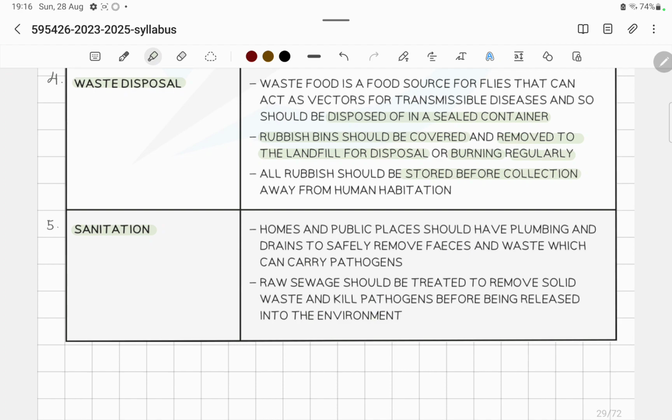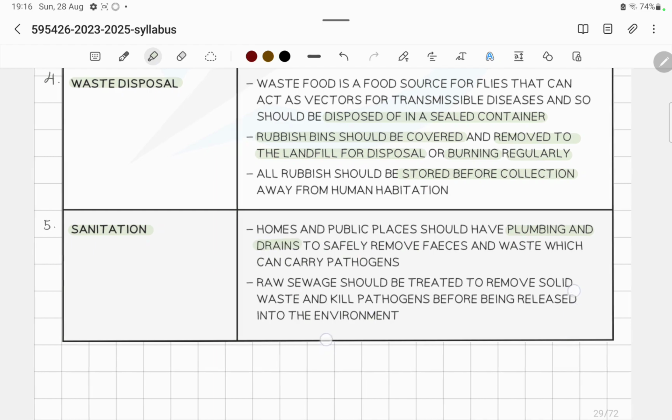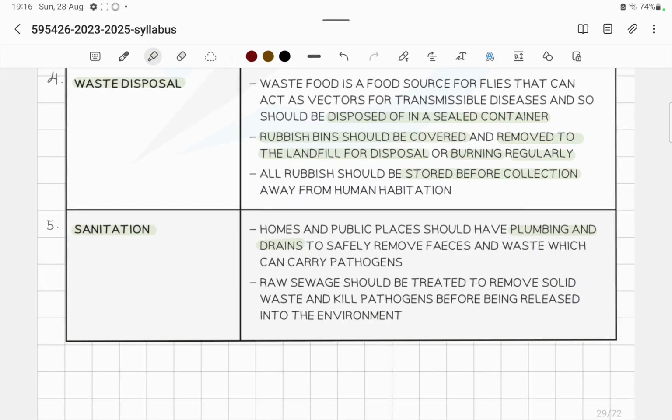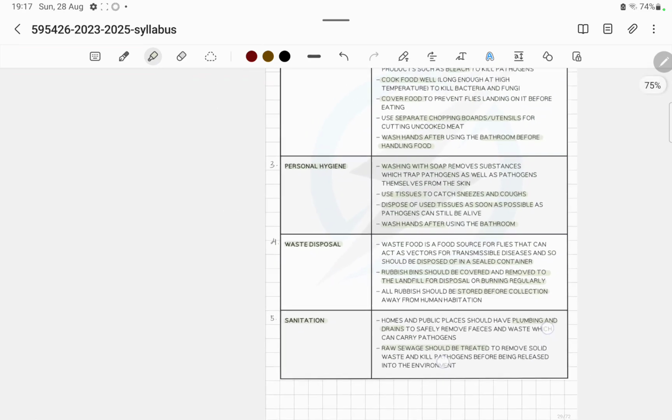Homes and public places should have plumbing and drains to safely remove feces and waste which can carry pathogens. So this one is plumbing and drains. And then after that, this one is the function. Raw sewage should be treated to remove solid waste and kill pathogens before release to the environment. So treat sewage. Okay.